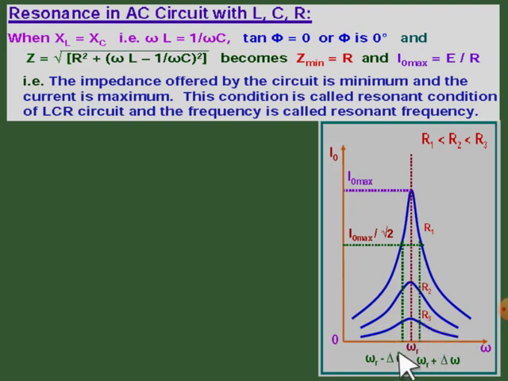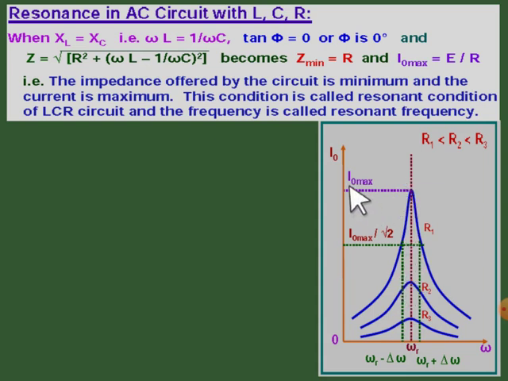Now what happens if we increase the angular frequency? On both sides of this angular frequency, the curve decreases. That shows that the current decreases. Whenever the angular frequency goes away from the resonant frequency, the current decreases. But at the angular frequency equal to the resonant frequency, as the impedance is less, the current will be highest.